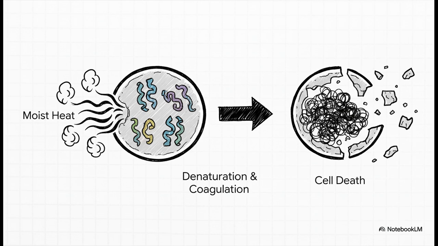Well, moist heat, like steam, basically cooks the microbes from the inside out. It causes all their essential proteins to just clump together and completely lose their shape. That process is called denaturation. The absolute best analogy is scrambling an egg. Once you've scrambled it, there is no going back. That cell is completely and totally dead.